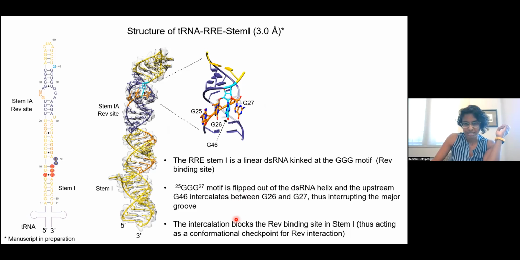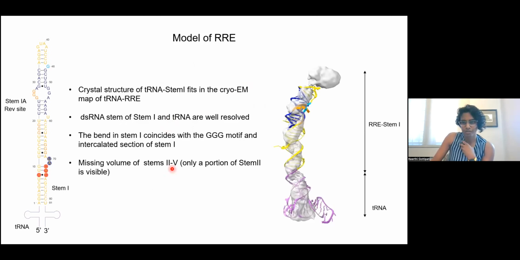So this intercalation, like I said, blocks the Rev binding site, and we think it presumably acts as a conformational checkpoint for Rev binding. We're still writing up this paper, but in the meantime, we were able to fit this stem 1 RNA structure into the map of the RRE. So we have tRNA on one end and then the stem 1. It fits really nicely with the Cryo-EM map.